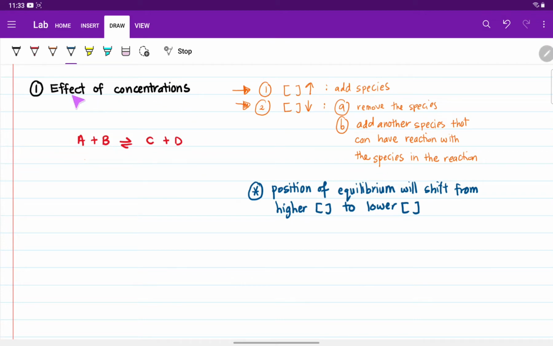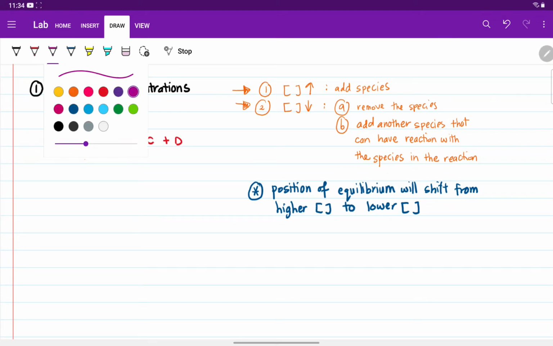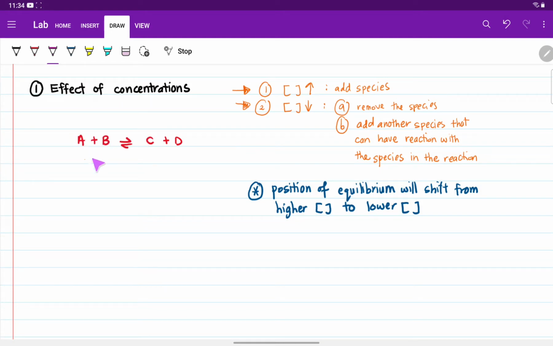Kita tengok contoh dekat sini tadi. So for this one, katakan tadi saya ada A dan B. Saya bagi satu scenario dekat sini. What happen when I increase the concentration of A and B? Kalau saya tambah A ataupun saya tambah B, apa yang akan berlaku? Dekat sebelah A dan B ni akan ada concentration yang tinggi. So, berdasarkan key point tadi, when the system is disturbed, concentration berubah. Position of equilibrium will shift from higher concentration to lower concentration.